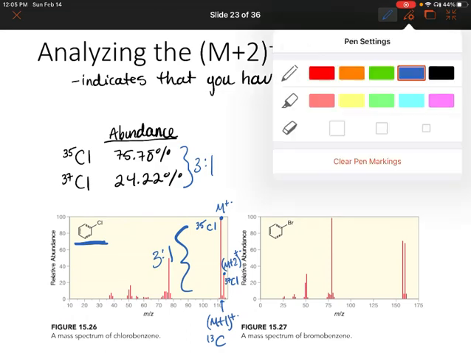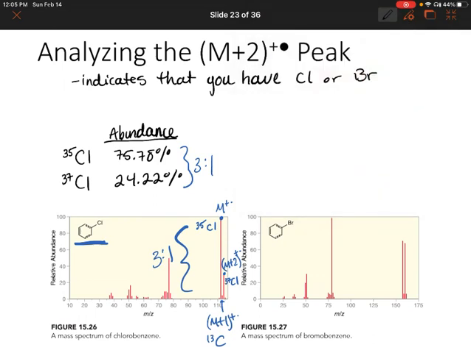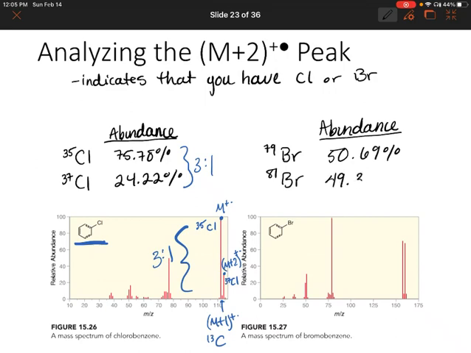Okay, so what about bromine? Well, the two most abundant isotopes for bromine are bromine 79 and bromine 81. So let's look at the natural abundance of each. The natural abundance of bromine 79 is 50.69%, and the natural abundance of bromine 81 is 49.31%. So they're approximately equal to each other, so we would see a 1-to-1 ratio.